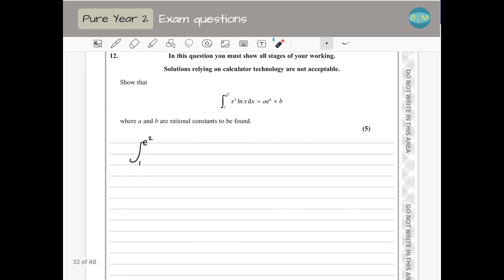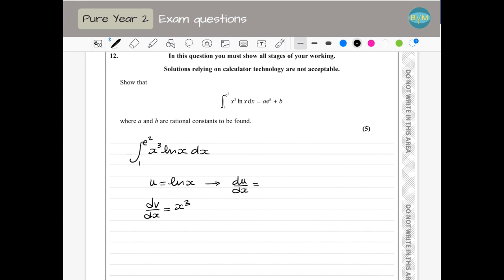You have the formula here, you don't need to remember it. If I apply integration by parts, I'm going to call u ln x, which is the one I'm going to differentiate, and dv by dx the other one, so x cubed. So du by dx is 1 over x, and I integrate dv by dx to get v, which is x to the power of 4 divided by 4. Then I'm going to substitute in the formula.